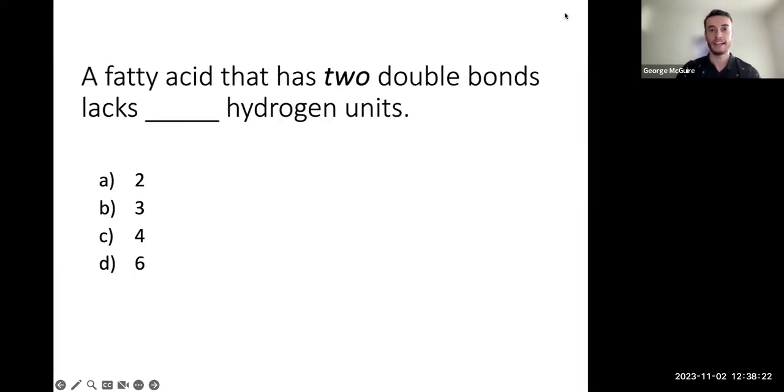Okay. A fatty acid that has 2 double bonds would lack how many hydrogen units? Just take a second to think about how many hydrogens get lost for each double bond that shows up in the chain. And hopefully here you're able to identify that 4 would be the answer.